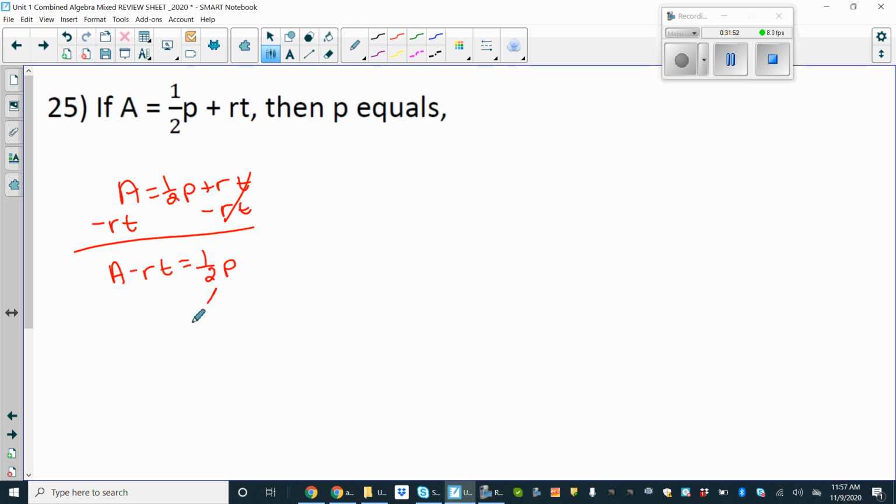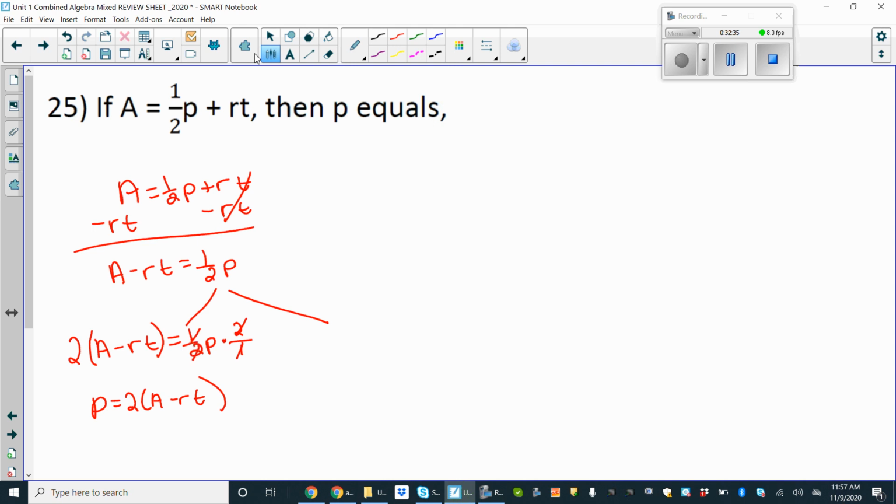To get rid of this, remember we could get rid of a fraction in two ways. A minus RT equals 1/2 P. You can multiply a fraction by its reciprocal and it could cancel out in one step. The 2's cancel out and the 1's cancel out. And what you do to one side, you have to do to the other. So you want to multiply this side by 2, but make sure you're multiplying the whole side by 2. A is going to multiply by 2, and so is minus R and T. So you have to put that whole side in parentheses, and your answer is P equals 2 parentheses A minus RT.